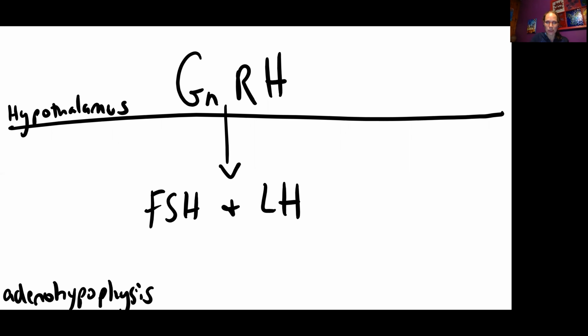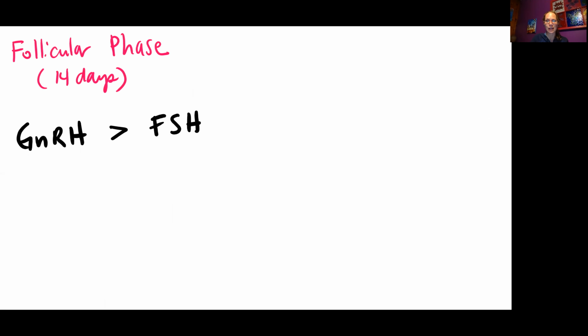Remember, we've seen this many times, that the hypothalamus is releasing gonadotropin-releasing hormone, which talks to the adenohypophysis, triggering the release of both FSH and LH. Well, we're going to see that it's FSH in higher concentration first, and then a big spike in LH second.